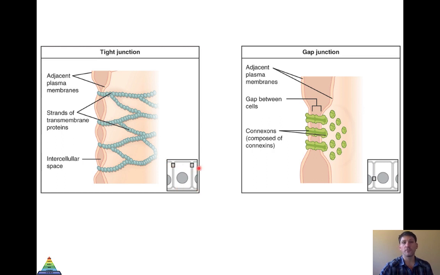Now, generally we find those tight junctions towards the apical portion, and gap junctions we'll find on the lateral portions, right? Because again, as we saw before, ions are going to pass through these connections. They're going to pass through these little portals and communicate with cells on either side.